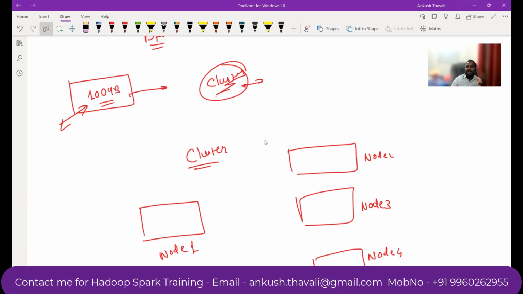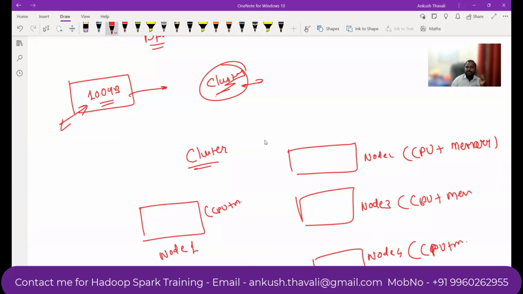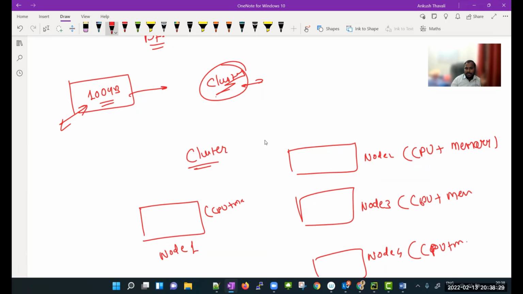A node you can consider as one computer, which has its own CPU and own memory. This one also has its own CPU and own memory, and this one, and this one too. Now, when I'm saying it's a cluster, cluster means they are connected to each other. They are not working independently.